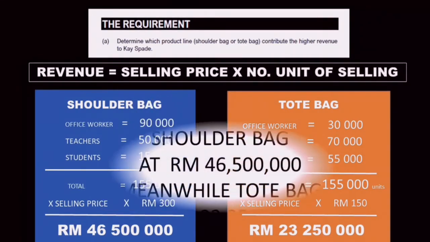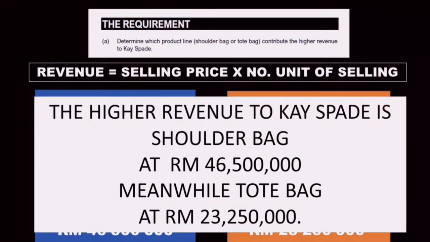Then it should be 23,250,000. Here, we can conclude that the higher revenue to Case Bag is shoulder bag at 46,500,000. Meanwhile, tote bag at 23,250,000. That's all from me. Now, I'm passing the second requirement to our second presenter, Karunisa.